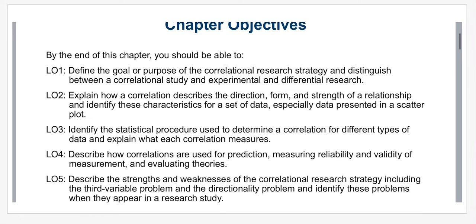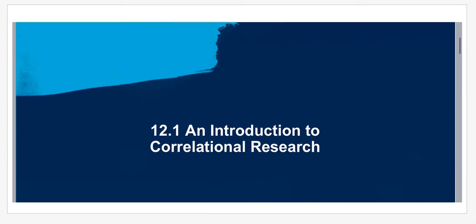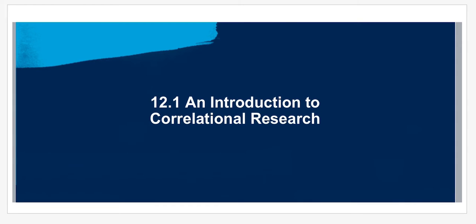So just thinking of some real life examples of that to get you in the right frame of mind. There are only 5 learning objectives in this chapter. So here are the 5 right now. And this first section is going to introduce you to correlational research. We've already talked about correlational a little bit, so this is just a more in-depth introduction. This is going to cover learning objective number 1, which is to talk about the goal and purpose of correlational research and the differences between correlational, experimental, and differential studies or strategies.